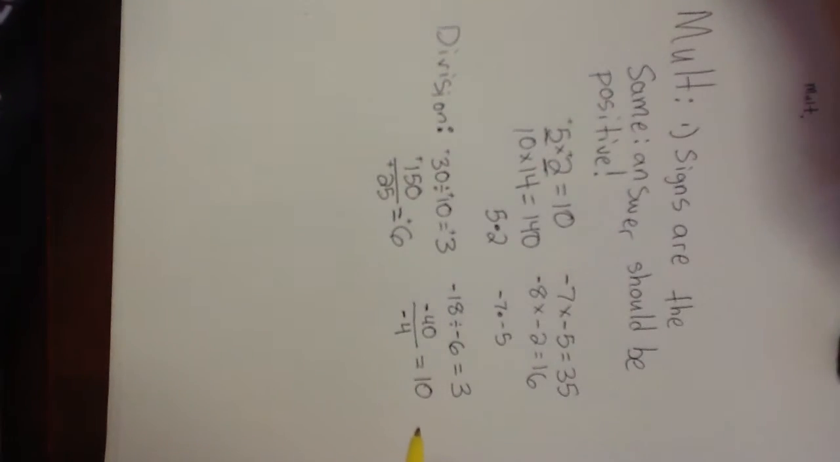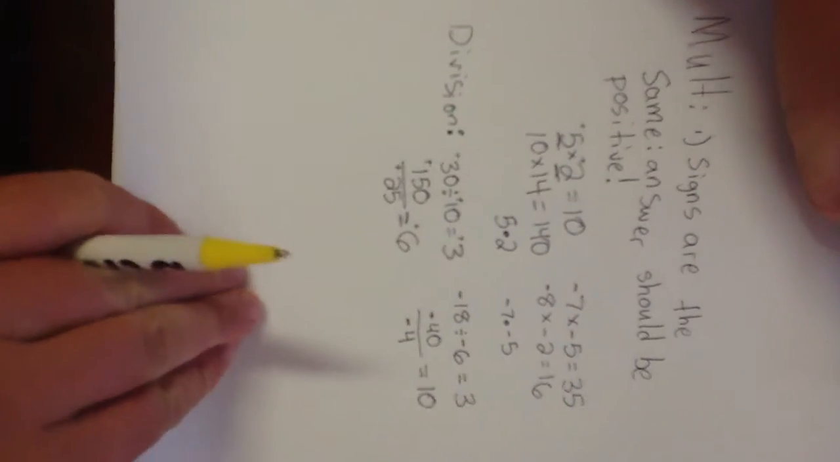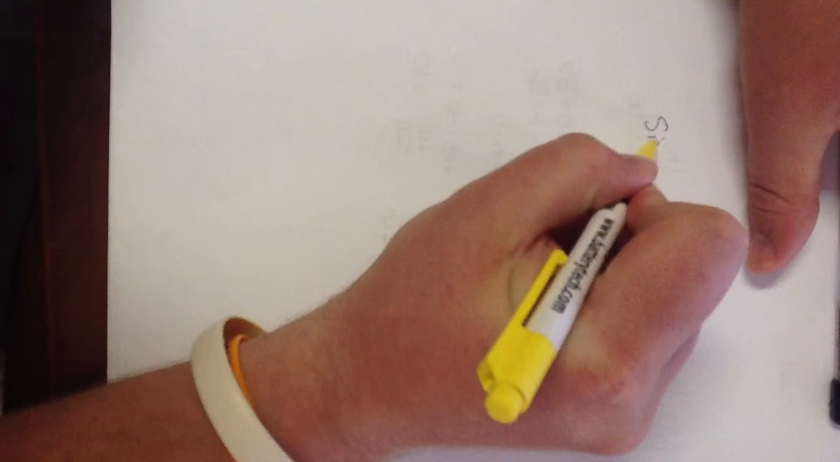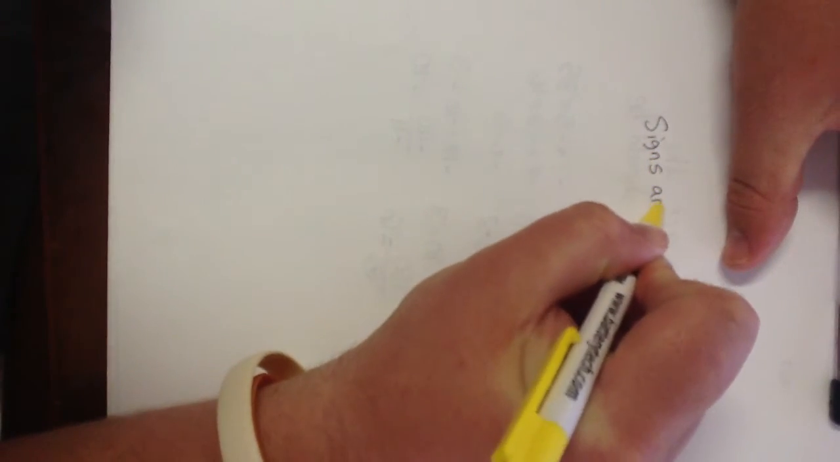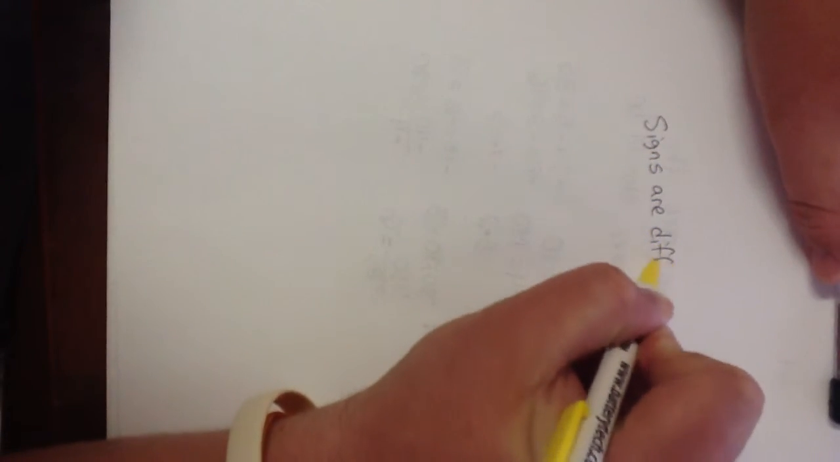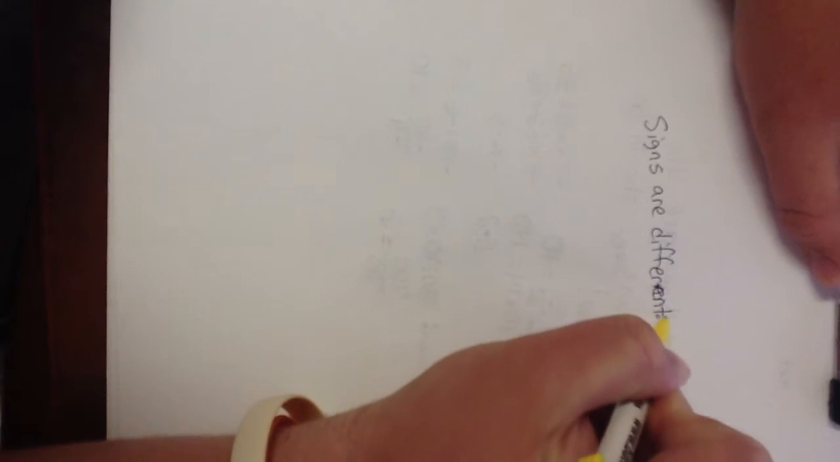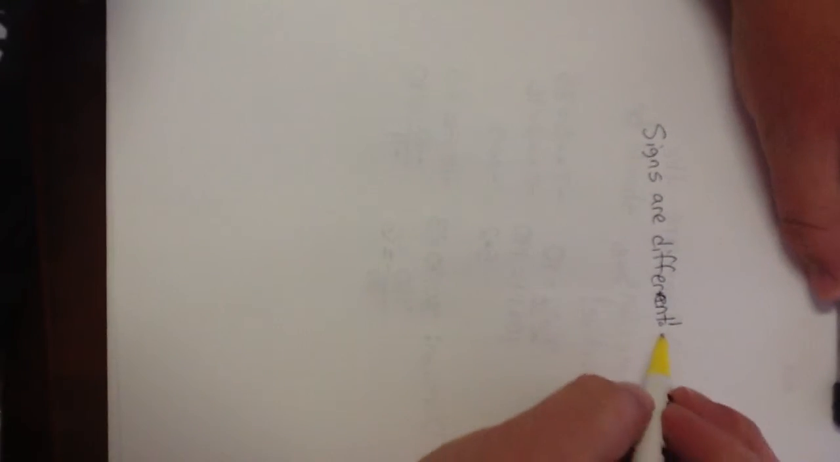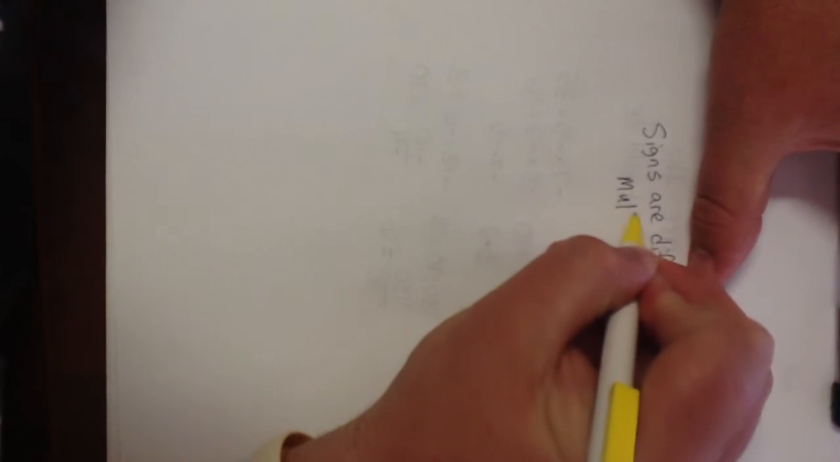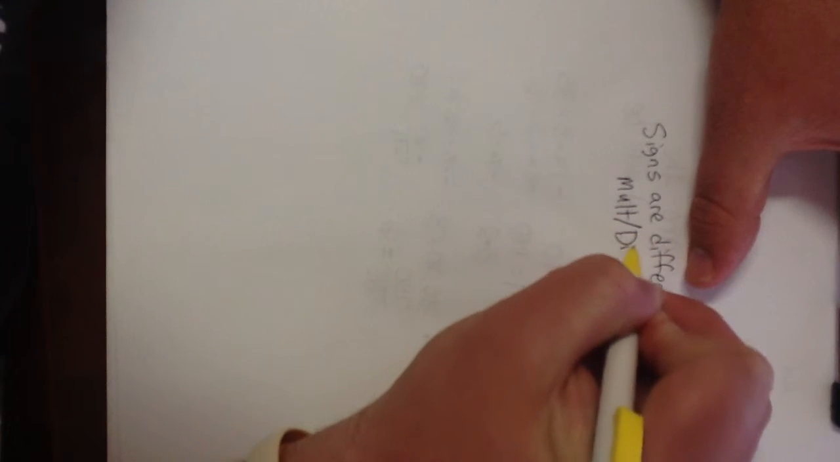Multiplying and dividing are the same. Alright, so that's not necessarily the hard part. Here's the hard part. Alright, when your signs are different while multiplying and dividing. Again, you should already take notes on this.